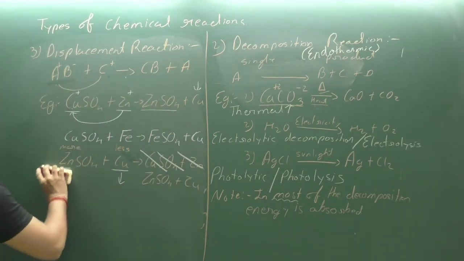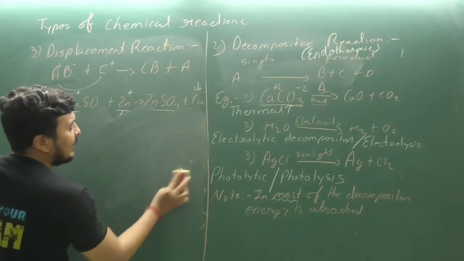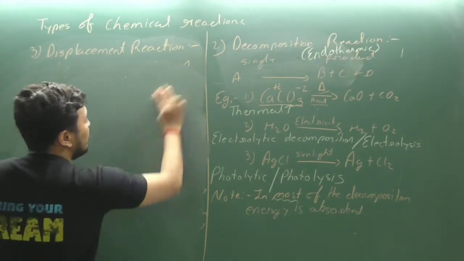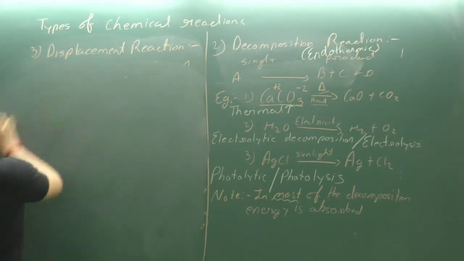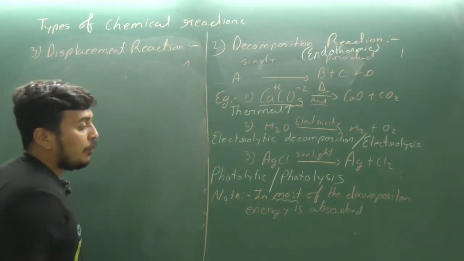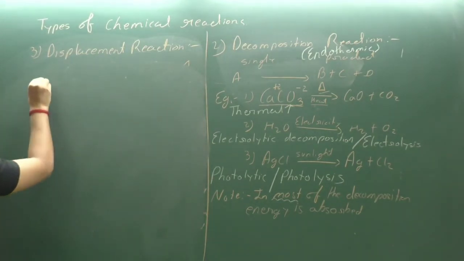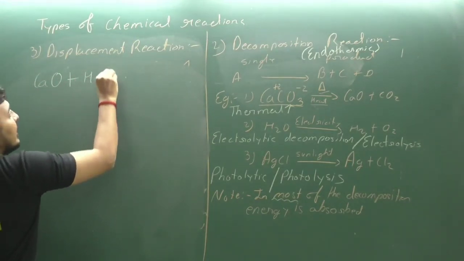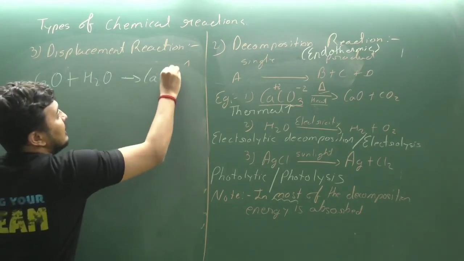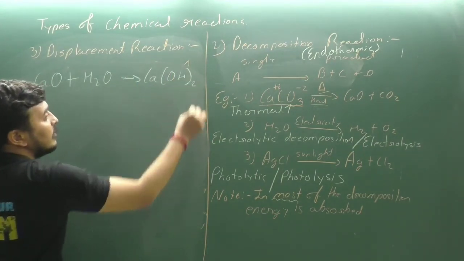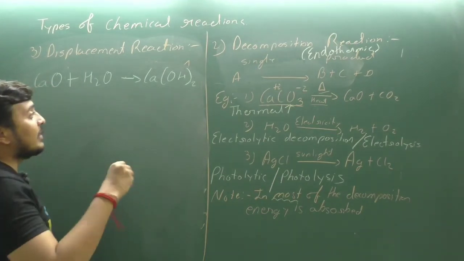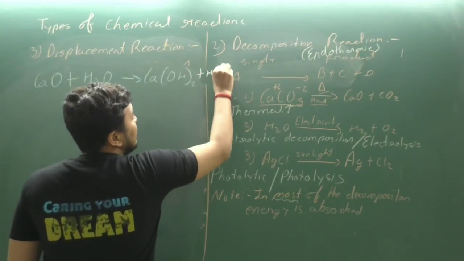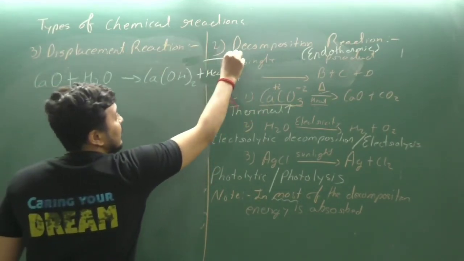Now while writing the reaction, it should be written in the most informative way. For example, I have a reaction, calcium oxide when reacts with water, it forms calcium hydroxide. Clear? So it is not a simple reaction. Here it should be written as plus heat. You have to mention the conditions. Heat is released, so you have to mention that heat.